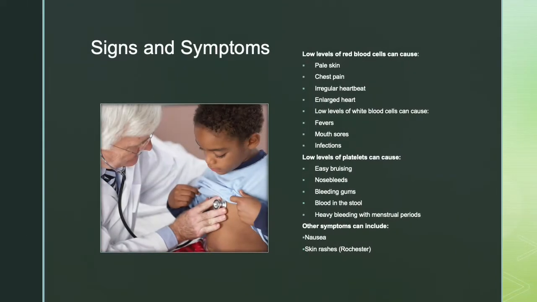The most common symptoms of aplastic anemia are below. Low levels of red blood cells can cause pale skin, chest pain, irregular heartbeat, enlarged heart. Low levels of white blood cells can cause fevers, mouth sores, infections. Low levels of platelets can cause easy bruising, nosebleeds, bleeding gums, blood in the stool, heavy bleeding with menstrual periods, and other symptoms can include nausea, skin rashes.